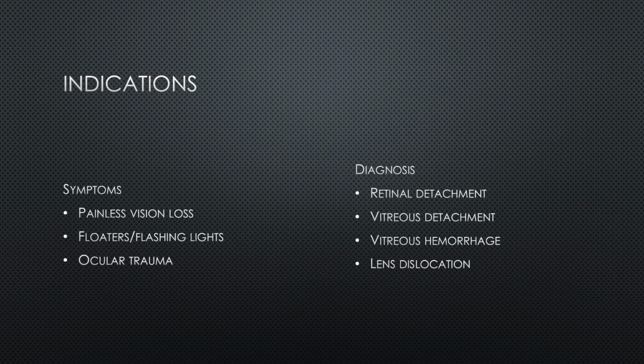So indications for why we're doing it. Usually we're looking at people with some kind of vision loss, usually painless. Painful is less useful, but they can see some things. Floaters, flashing lights, they come in and say, yeah, I'm seeing some weird stuff in my vision. And then ocular trauma. Things that we will look at today are retinal detachment, vitreous detachment, vitreal hemorrhage, and then lens dislocation.